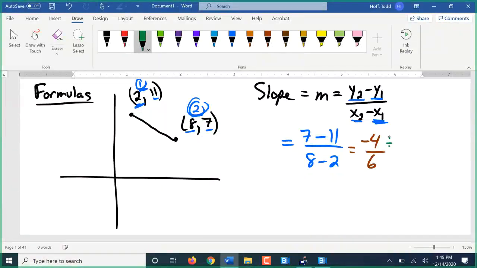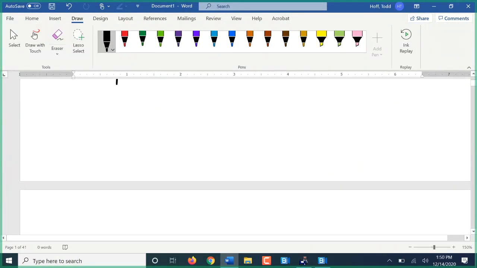Both 4 and 6 are divisible by 2. 4 divided by 2 is 2. 6 divided by 2 is 3. Well, you might be thinking, what about the negative? We move the negative out in front. It's -2/3, that is the slope. Now, we've seen that formula before, and we've seen that we don't need the graph to use it.